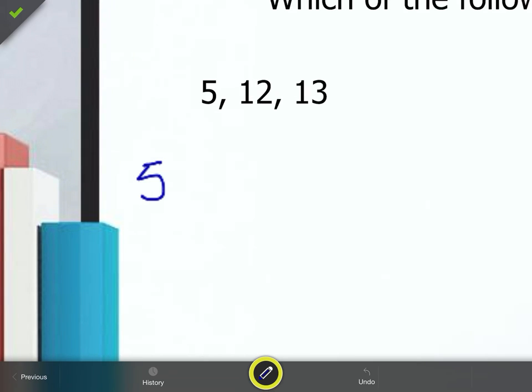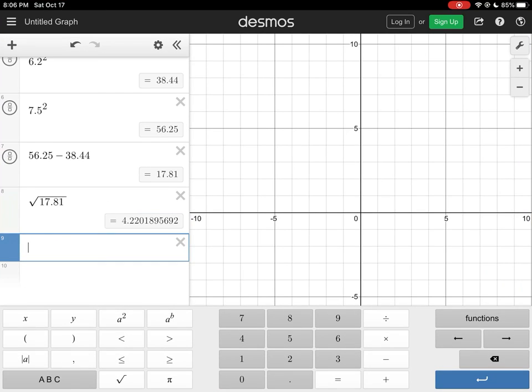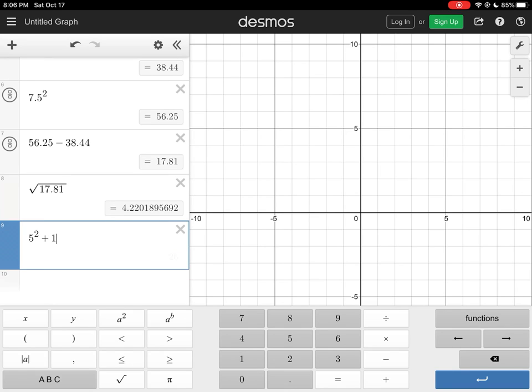Leg squared plus leg squared. Does that equal, and that's why I put a question mark, because I'm not saying it really does. I don't know. I have to do the math. Okay, 5 squared plus 12 squared, is that the same thing as 13 squared? Okay, so you can just type 5 squared plus 12 squared into Desmos. It's going to tell you, well, I'll show you what it looks like. Do 5 squared, and you don't have to do it separate.